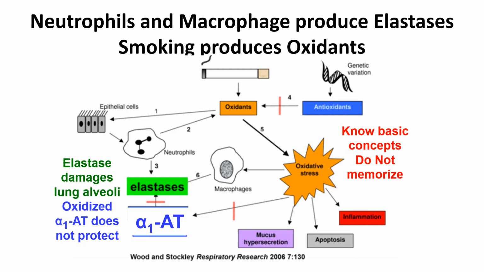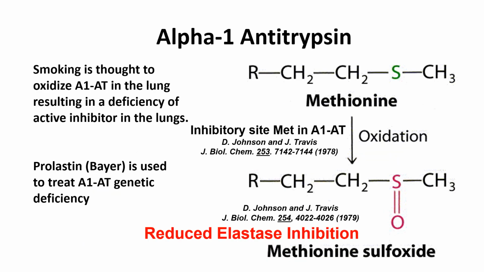Neutrophils and macrophages produce elastases, and smoking produces oxidants, and those oxidants will inactivate alpha-1 proteinase inhibitor, and that will allow the elastases of the neutrophils and the macrophages to start damaging the tissues in the lung. And that's all you really need to know about that. Smoking is thought to oxidize alpha-1 AT in the lung, resulting in a deficiency of active inhibitor in the lungs.